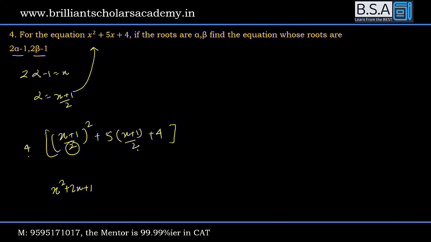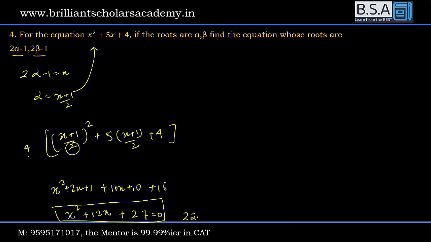The 4 here will cancel. It will become 10x plus 10, and 4 here will become 16. So you have x squared plus 12x plus 27 is equal to 0. This is your equation. The roots of this equation are 2 alpha minus 1 and 2 beta minus 1.